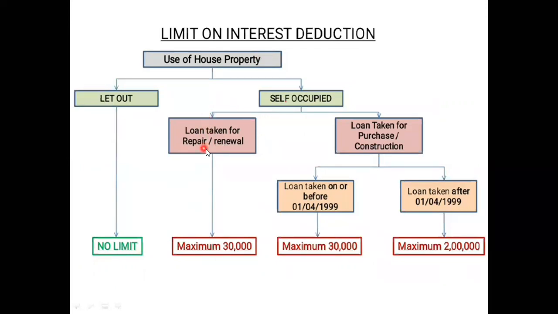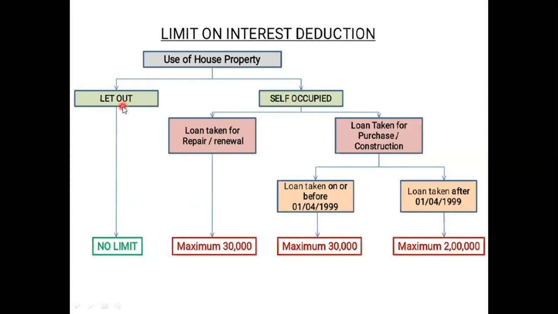If the loan is taken for repair and renewal, the maximum amount of deduction which you can claim for a self-occupied property under the interest on loan is only a maximum of 30,000. However, if the loan is taken for purchase or construction, you have to see the date of borrowing of loan. If the date of borrowing of loan is on or before 1st April 1999, then a maximum of 30,000 can be claimed. However, if the loan is taken after 1st April 1999, then a maximum of rupees 2 lakhs can be claimed. Now remember, this is only in case of self-occupied property.